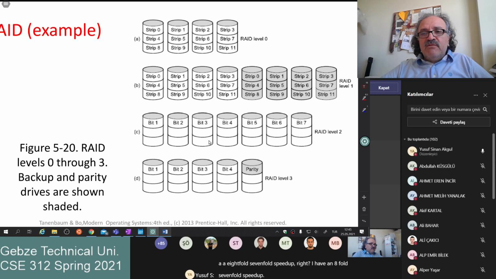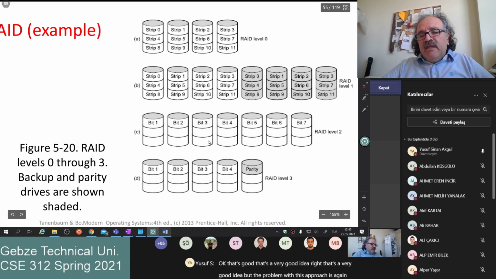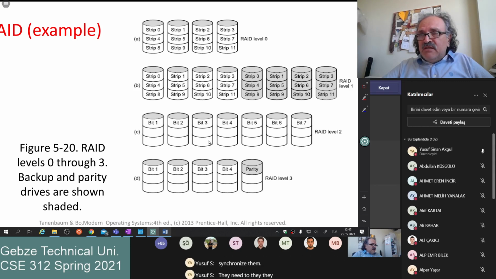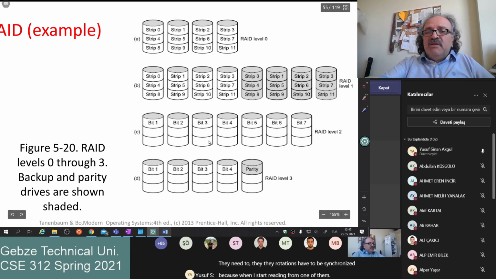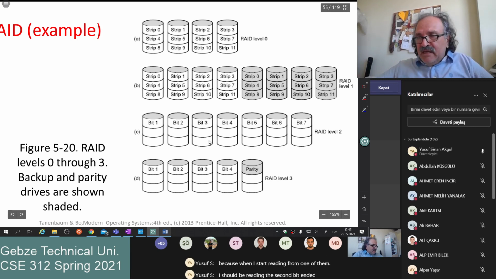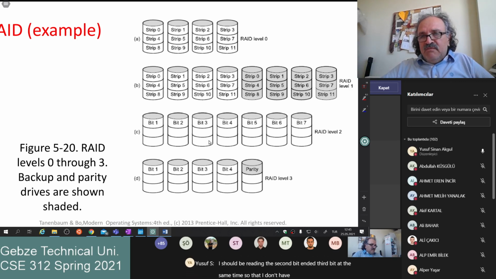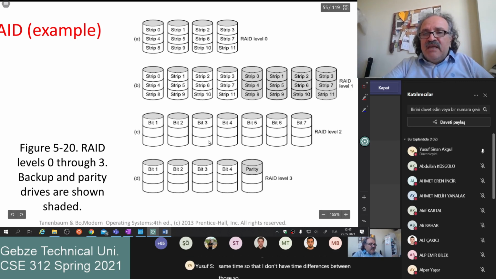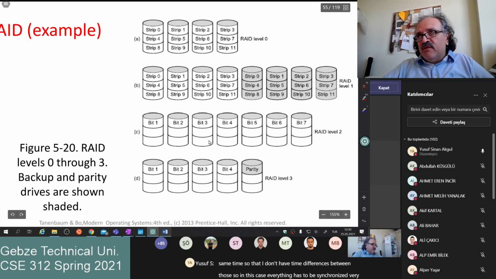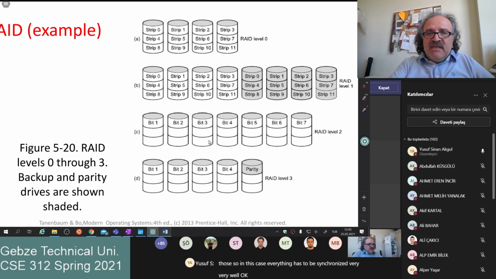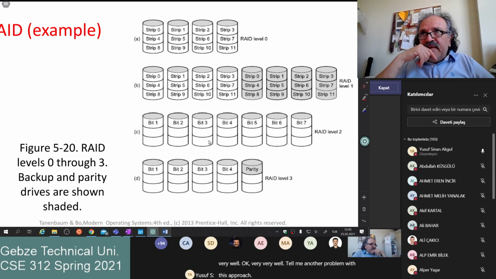That's a very good idea, right? But the problem with this approach is, again, I need to use many disks at the same time, and I have to synchronize them. Their rotations have to be synchronized, because when I start reading from one of them, I should be reading the second bit and the third bit at the same time, so that I don't have time differences between those. So everything has to be synchronized very, very well. Tell me another problem with this approach, other than the synchronization problem.